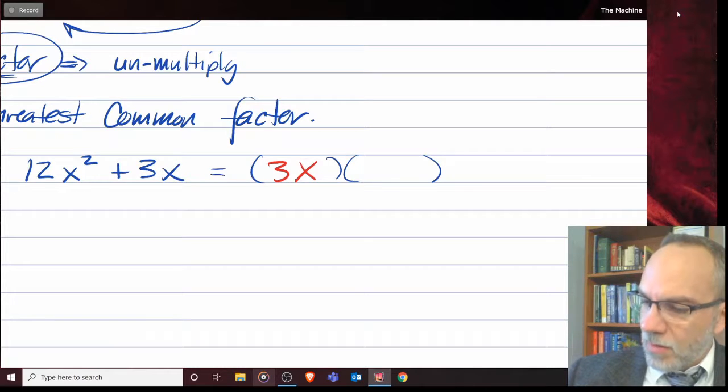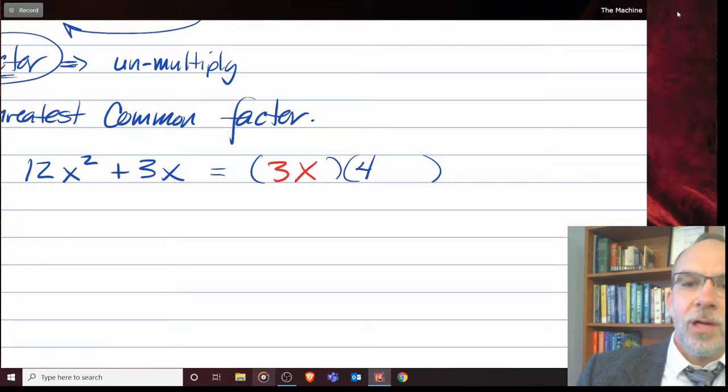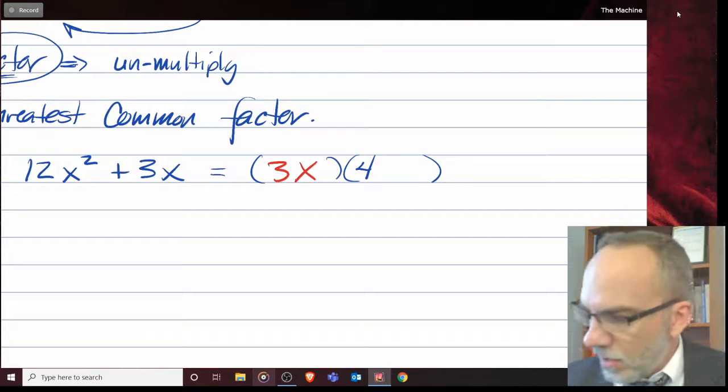Well, the question might be, what do I multiply 3x by to then get 12x squared? Hopefully you can see that the number part of that is going to be a 4, because 3 times 4 is 12. But what do I multiply x by to get x squared? It would be an x.